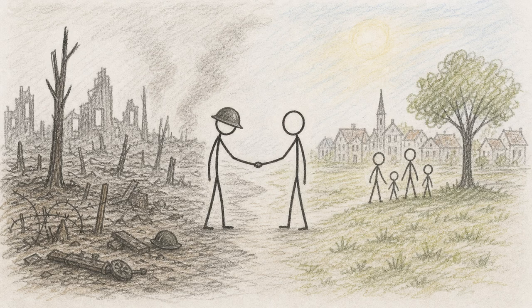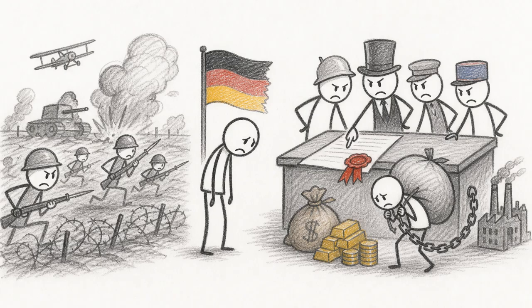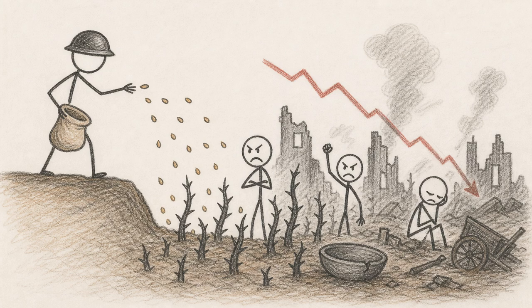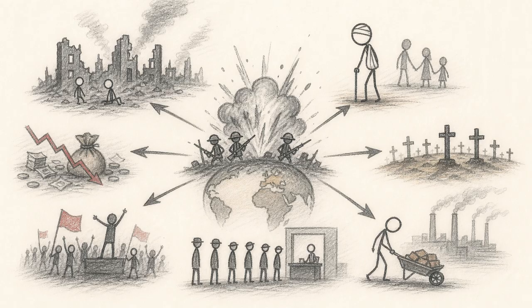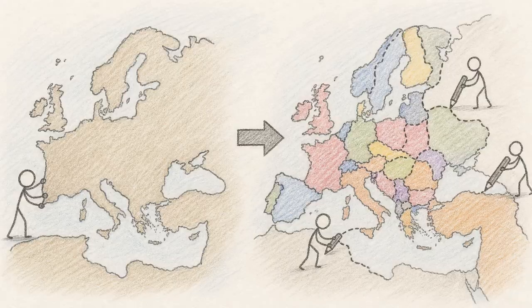In the aftermath of the war, the Versailles Treaty forced Germany to accept guilt for the conflict and imposed harsh penalties, sowing seeds of resentment and economic hardship. World War I had far-reaching consequences, dissolving empires and redrawing borders.